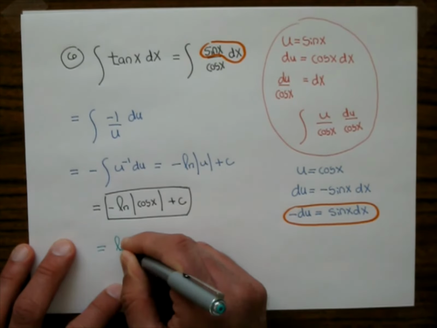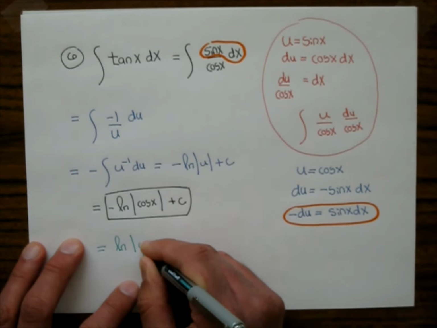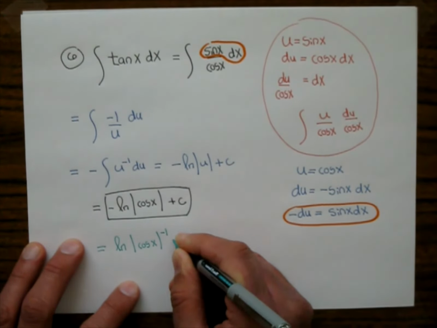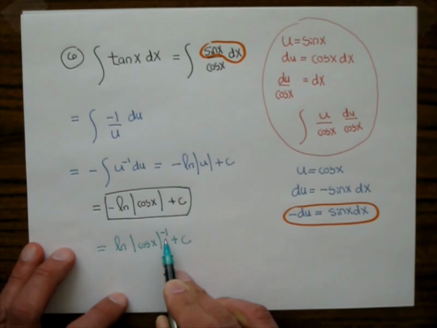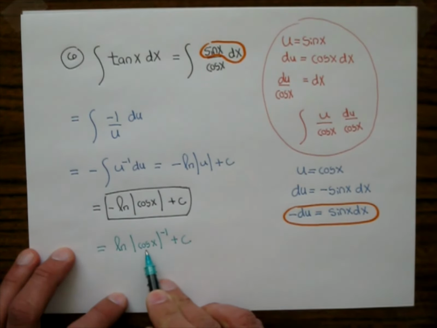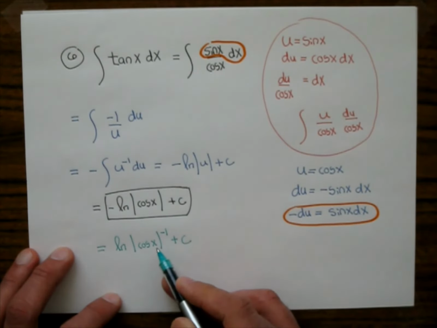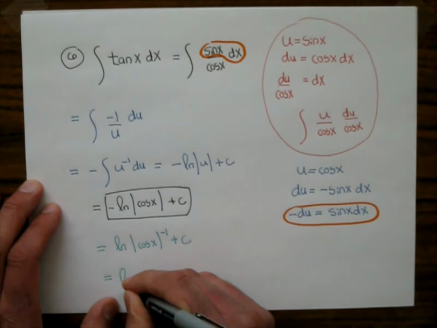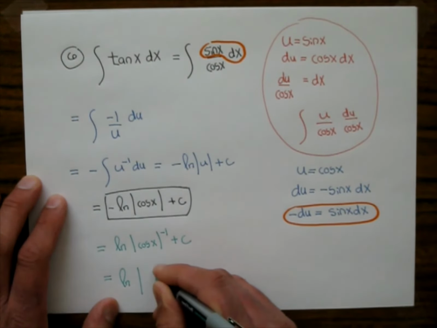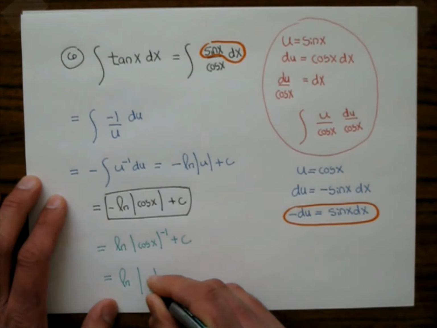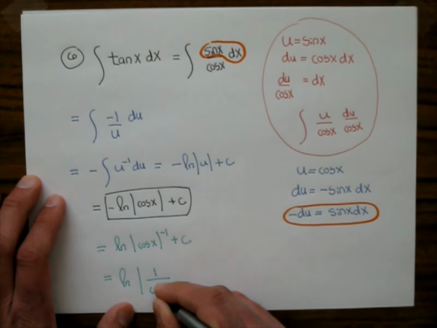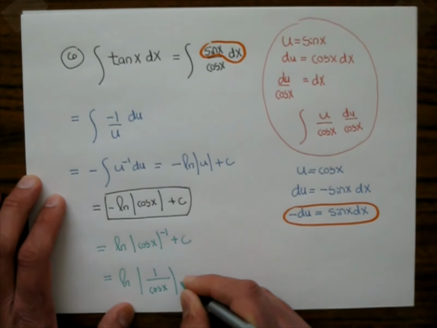So this would be ln absolute value cosine x to the negative 1. Now that negative 1 can come on the inside, and this is not the cosine inverse. In fact, I'll just keep the negative out there. I'm going to go ahead and put that on the bottom, so this says the ln absolute value of 1 over cosine x plus c.